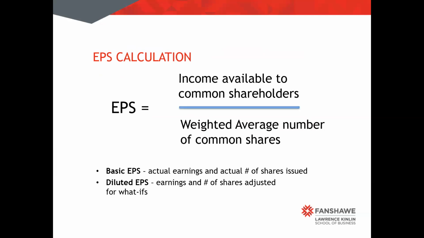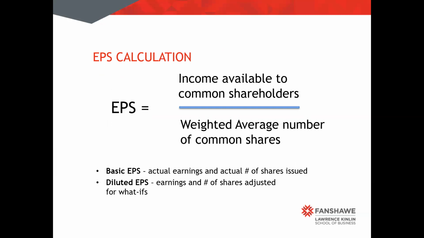The basic calculation looks at the income available to common shareholders divided by the weighted average number of common shares. So it looks at opening common shares and looks at the addition or subtraction of shares throughout the year, and that determines a weighted average number.